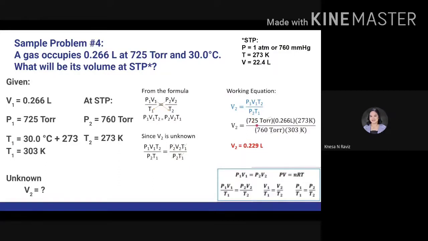Initial pressure is 725 torr. Initial volume is 0.266 liters. Final temperature is 273 Kelvin. Final pressure is 760 torr, and initial temperature is 303 Kelvin. The units Kelvin and torr would cancel out, leaving us with a unit of liter. If we input this in the calculator, we would arrive at an answer of 0.229 liters for the final volume.